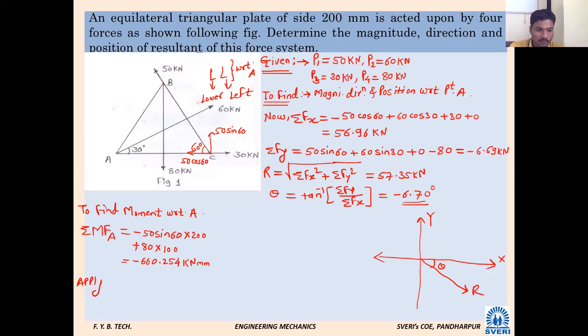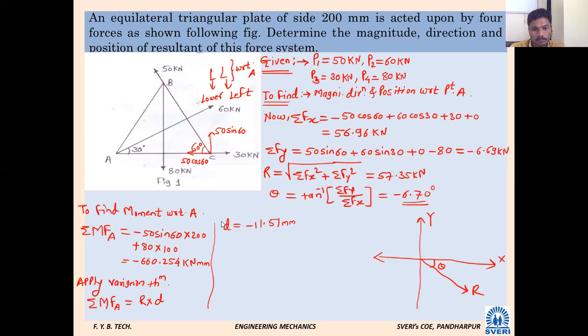Yes. Next, apply the Varignon theorem. What is that? Summation of moments due to all the forces at point A is equal to R into D. So calculate D. Now all the values are with you. I want D now. It is D, minus 11.51. Minus 11.51. What will be the unit?